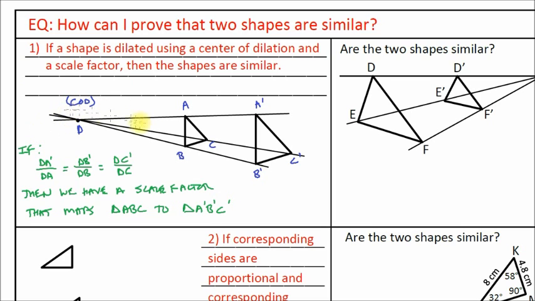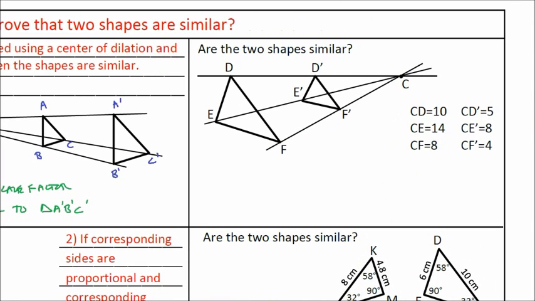If I can show that two shapes have a COD, and they do, and I can show that the distances to the corresponding vertices have the exact same ratio, then that proves to me that we have a scale factor, and that scale factor and that COD together proves to us that those two shapes are similar. Let's look at an example of that. So here's a question, are these two shapes similar?